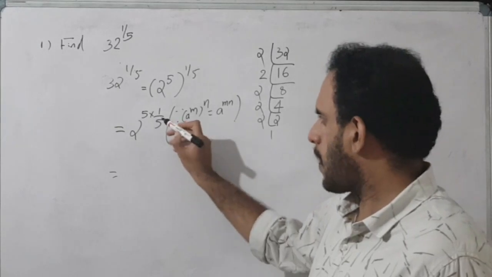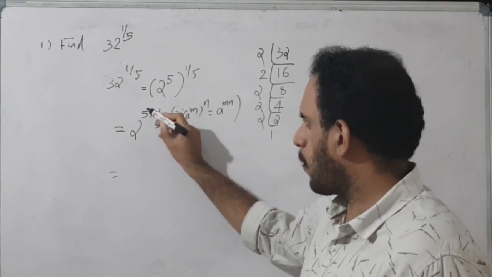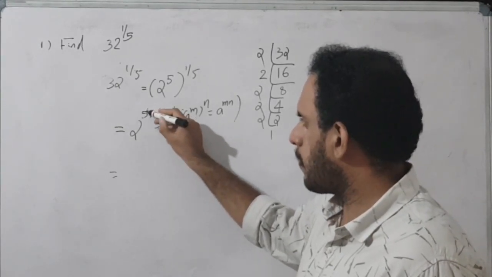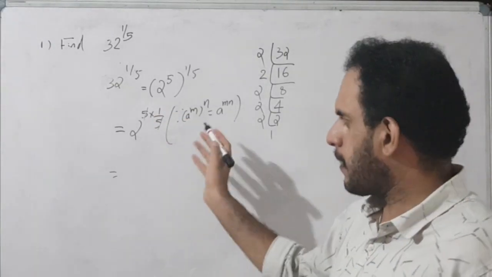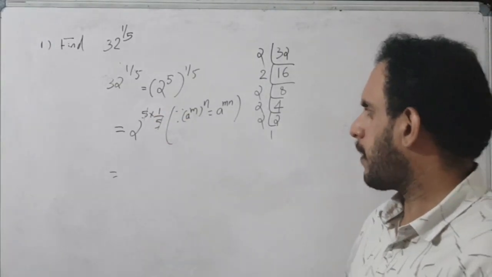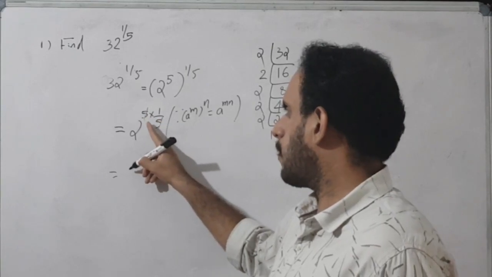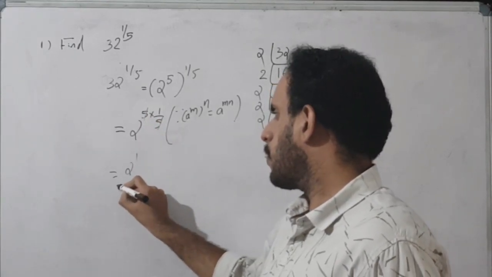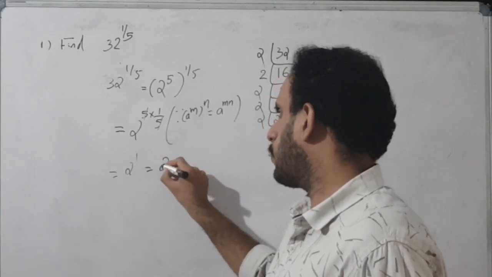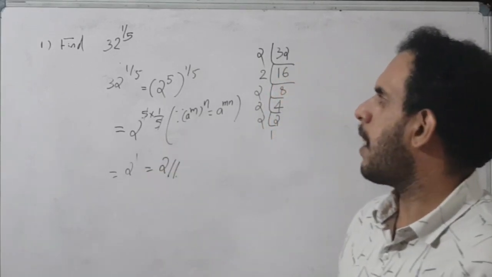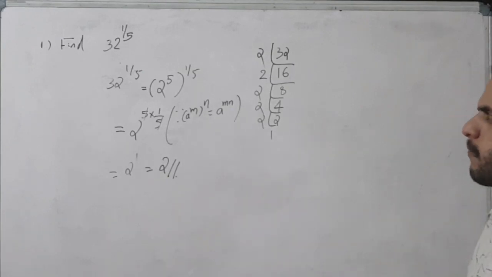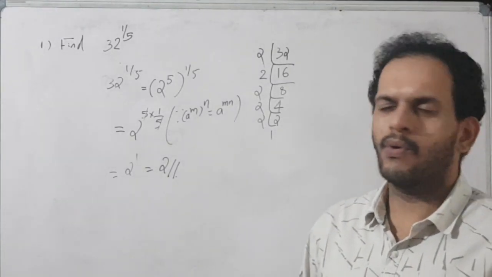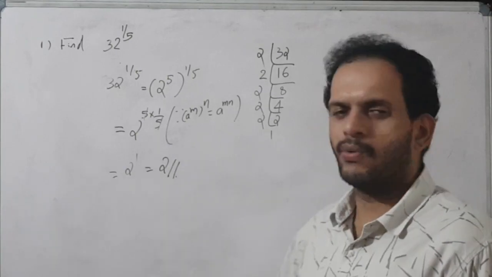Here it is possible to cancel the denominator 5 and the numerator 5, or just multiply, then it is also clear. Then we get the correct answer. After cancelling 5, what is remaining? 2 raised to 1. 2 raised to 1 is equal to 2. So what is the value of 32 raised to 1 by 5? The answer is equal to 2.